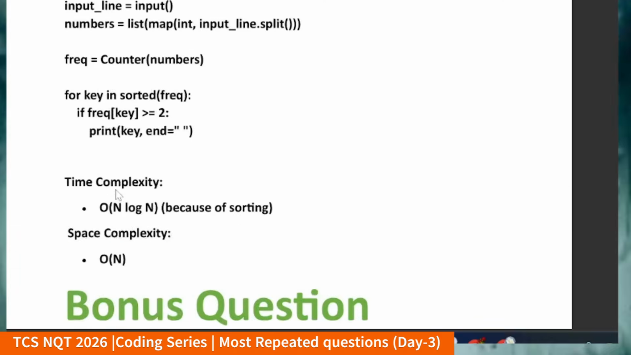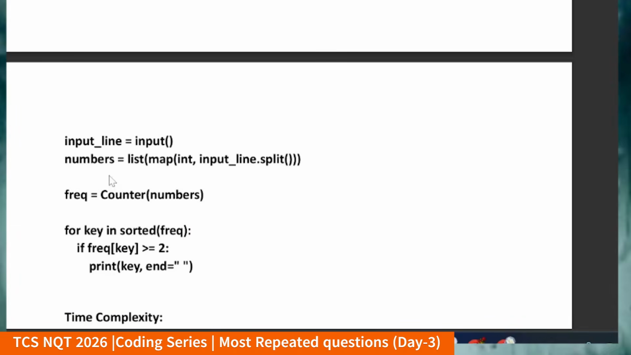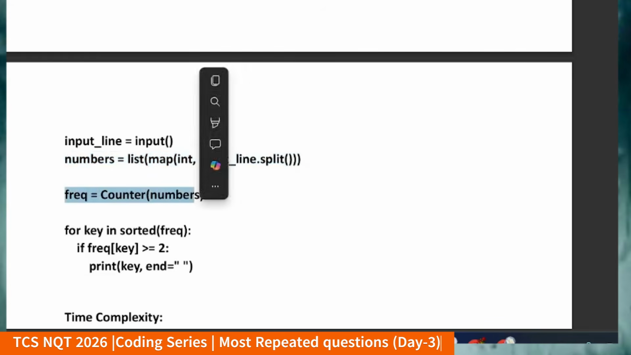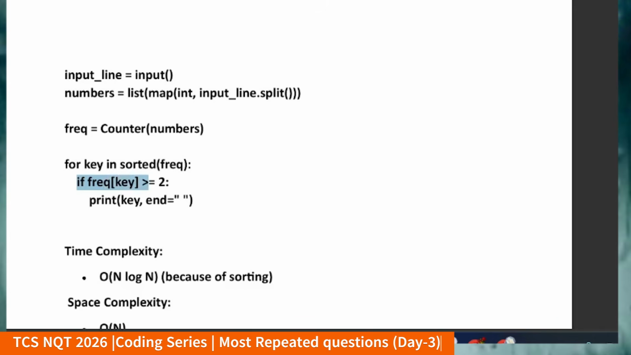Coming to the Python solution, this is also easy. I am just declaring the numbers and taking the input. Now I am declaring the frequency counter for the numbers and again checking if the frequency of a key is greater than or equal to 2, then I will print the keys. Okay, so this will be your approach and complete solution.